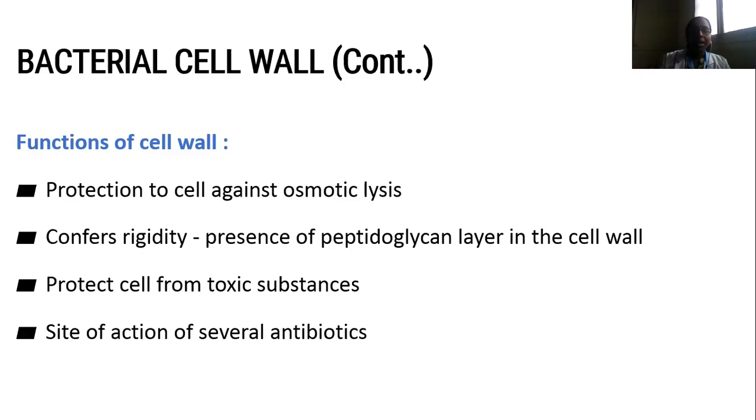The function of the bacterial cell wall is to protect the cell against osmotic lysis. It confers rigidity, due to the presence of the peptidoglycan layer in the cell wall. It also protects from toxic substances. It is the site of action of several antibiotics.